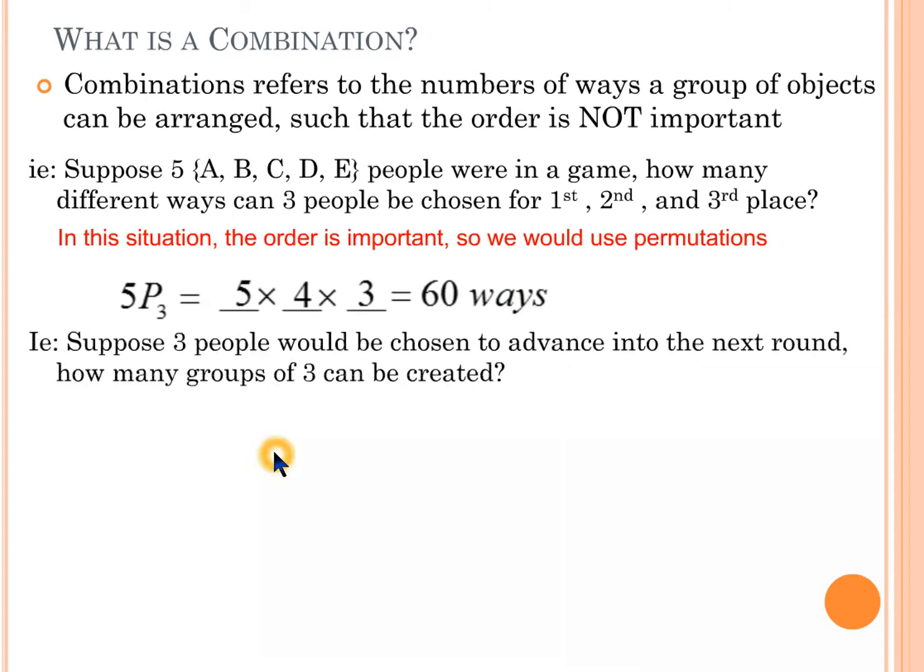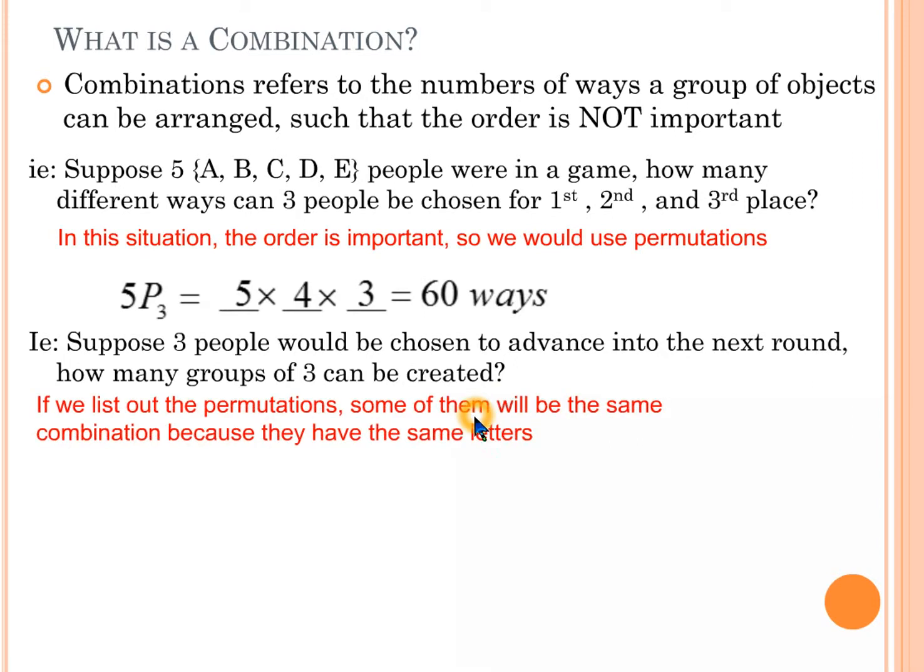Alright. So now suppose 3 people would be chosen to advance to the next round. How many groups of 3 can be created? Alright, so very similar to the previous problem, but we're going to try to analyze it a little bit more. Let's take a look here.